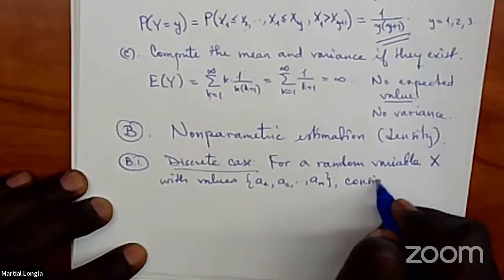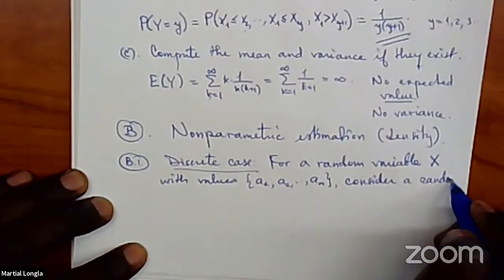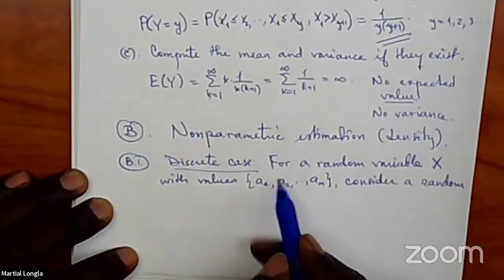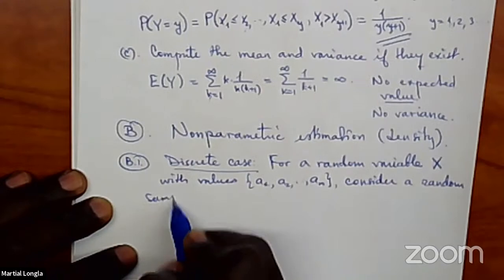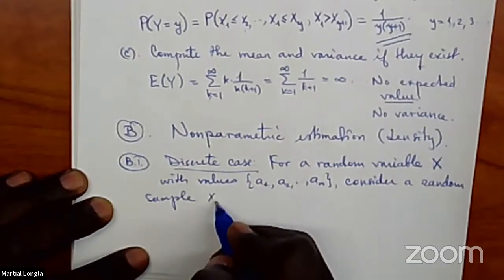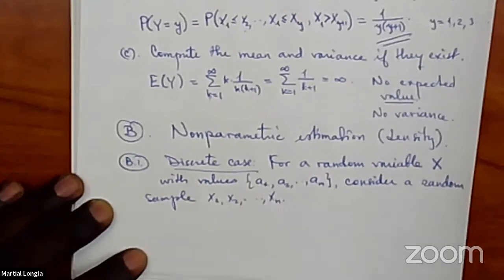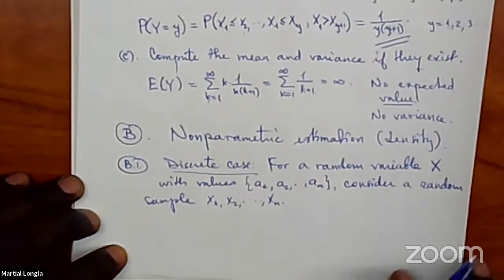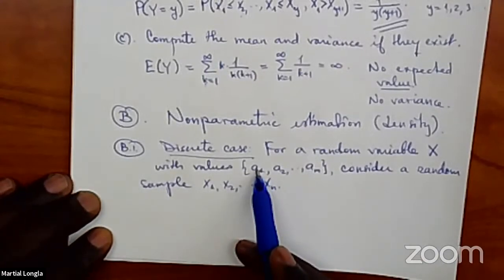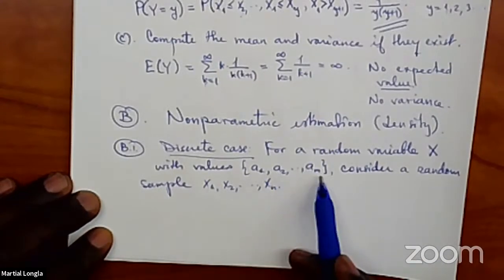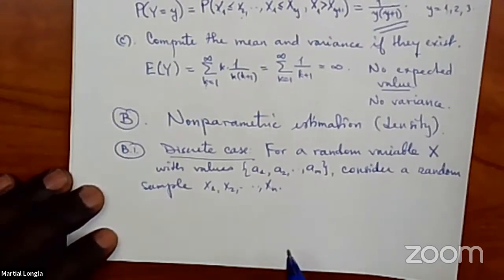Consider a random sample. So we take a random sample from that population that has values A1 to AM. A random sample X1, X2, Xn. And then we want to use that random sample to estimate the probability of A1, probability of A2, all the way down to probability of AM. Okay.